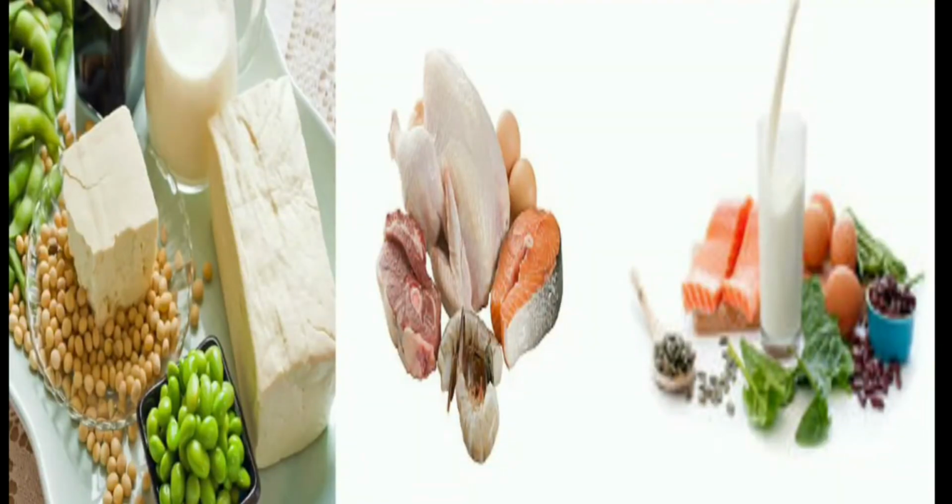Here we have the protein rich food like paneer, like milk, like beans. Here we have fish, meat, chicken, eggs. So, these all are the good source of the protein.